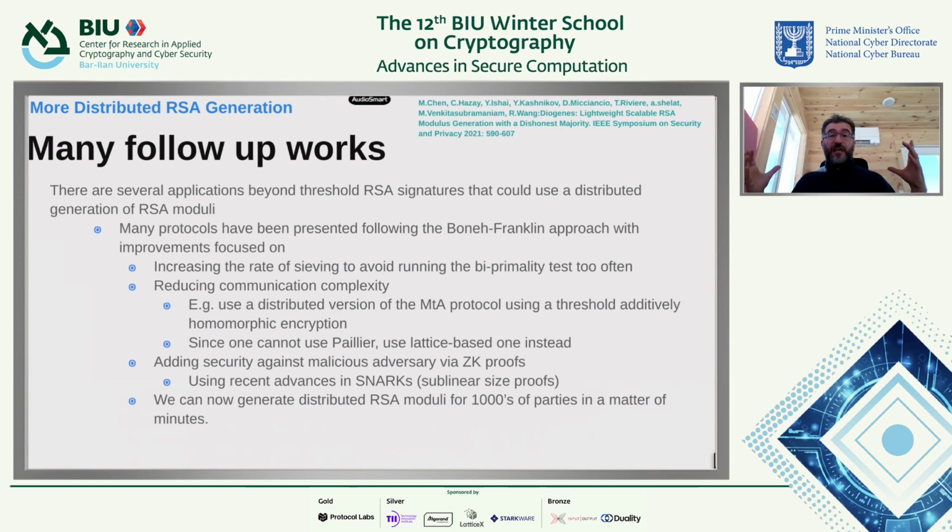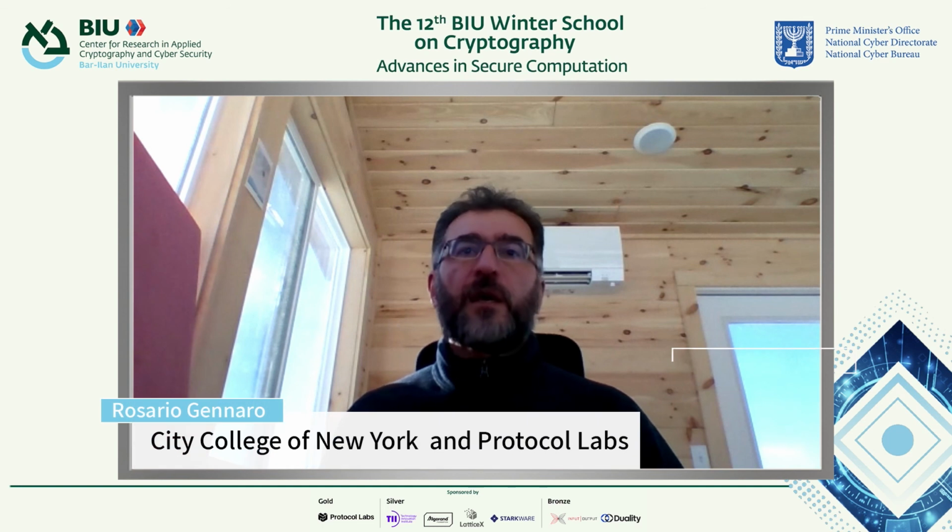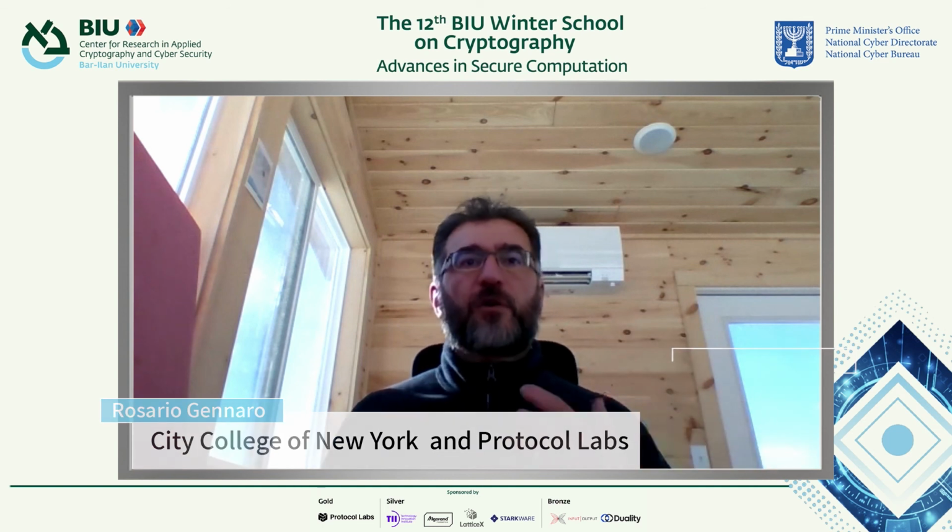So lots and lots of interesting optimization, but overall, the paradigm remains the one of the Boneh-Franklin scheme. The bottom line is that we can now generate distributed RSA moduli for thousands of parties in a matter of minutes. This is why the numbers were reported by this paper that I have referenced up there. As I was saying before the break, threshold RSA signatures is not really the main motivator of this line of research. The ability to have a threshold version of the Paillier encryption is really what's been motivating this line of work, because that would give you more efficient multi-party computation protocols in general.